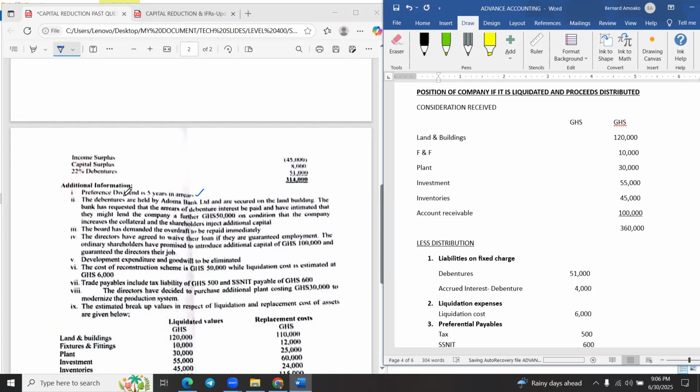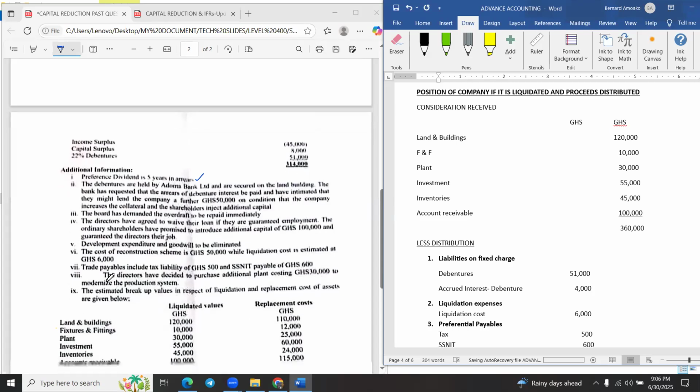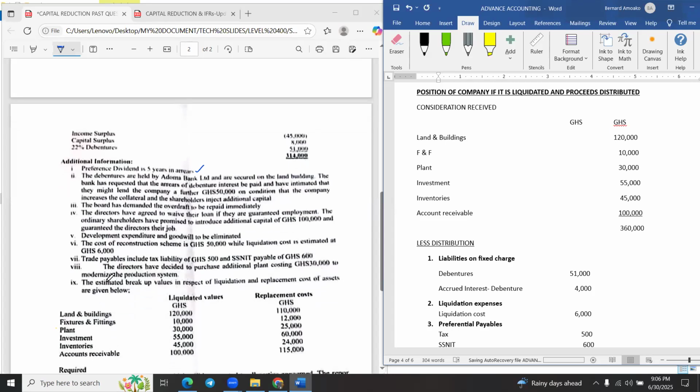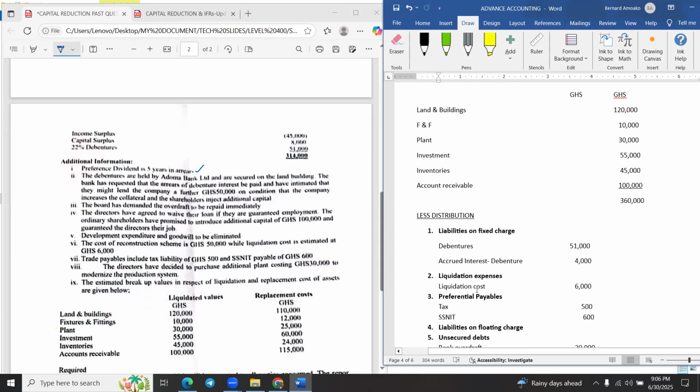If there are not, we go to the second item on the list, which has to do with liquidation expenses. Liquidation expenses are the cost you incurred when you wanted to shut down, and it is at point VI, which says that the cost of reconstruction scheme is 50,000, which I said we change to 5,000. The liquidation cost is estimated at 6,000, so there was a liquidation expense of 6,000.